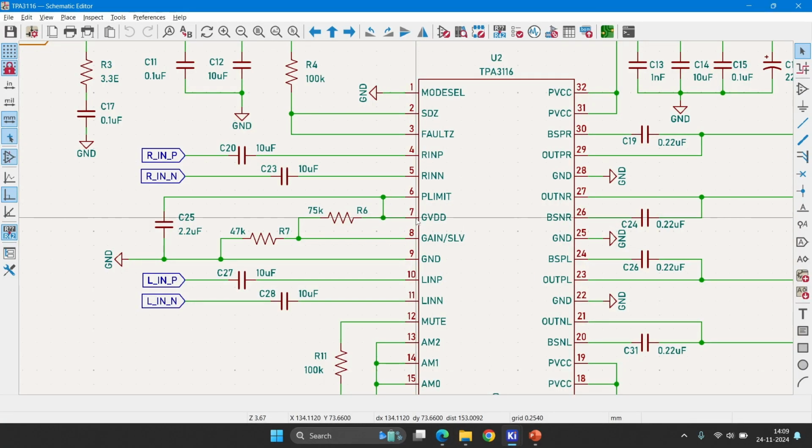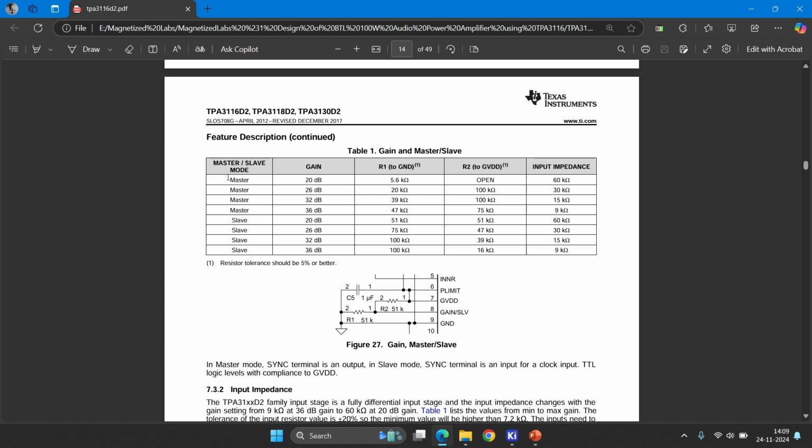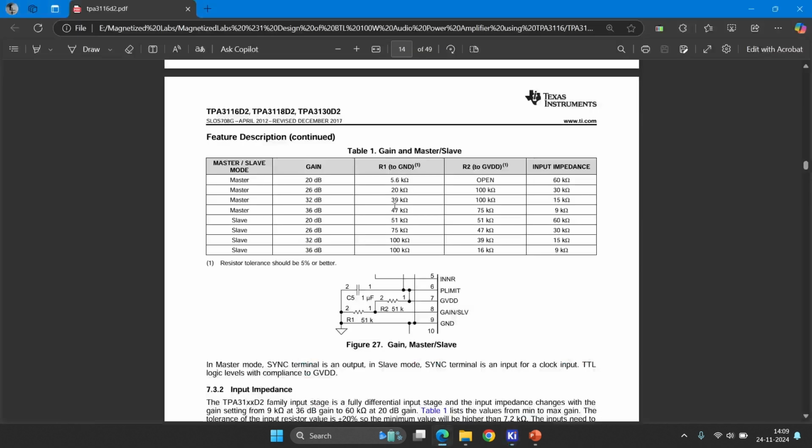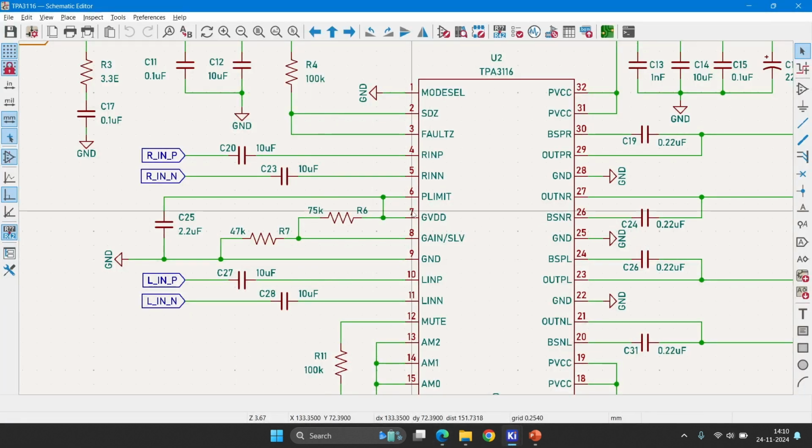Next GVDD pin. This pin is the internal voltage supply for the gate drivers of the H-bridge circuit in the class D amplifier. And then next, the gain select pin. We are not using any master slave architecture, so we will go for master architecture. We will choose the maximum gain, so we will get more output power and more sound. For that we have to give one resistor to ground, 47 ohm we have given, and one more resistor to GVDD, 75 kilo ohm. Yeah, that also we have done.